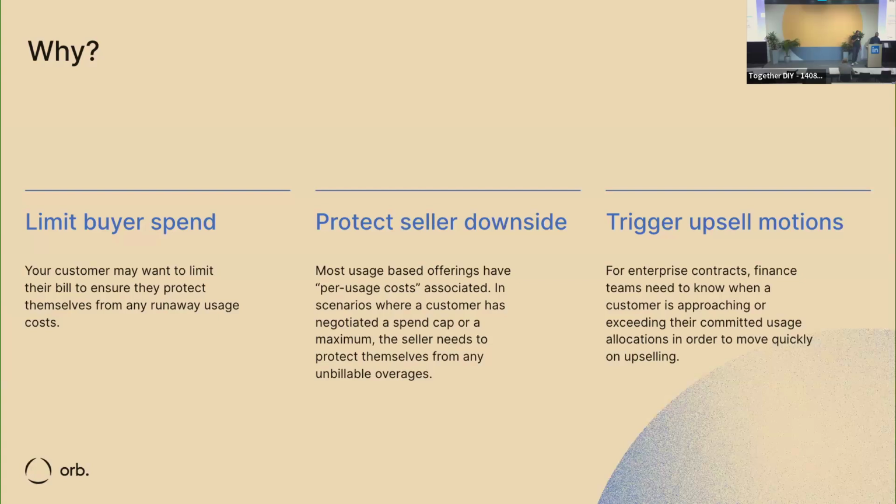And then the last one is more on the enterprise side, where you really want to be able to trigger upsell motions if one of your customers is able to hit what they've committed to as part of their allocation. You don't really want to be cutting off product access for them, but you also don't really want to be eating those infrastructure costs.